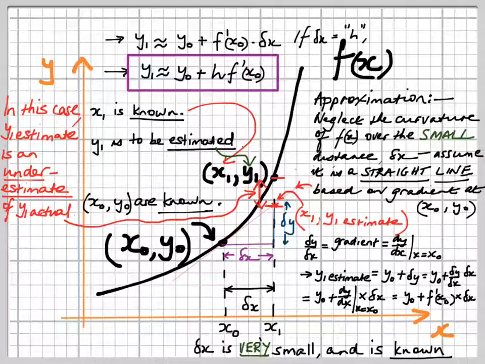Okay? Now, I think you can probably deduce from a little logical step that if the curve was curving the other way, such as a y equals root x graph, you'd end up, by doing the same procedure, with an overestimate of y1. Okay?